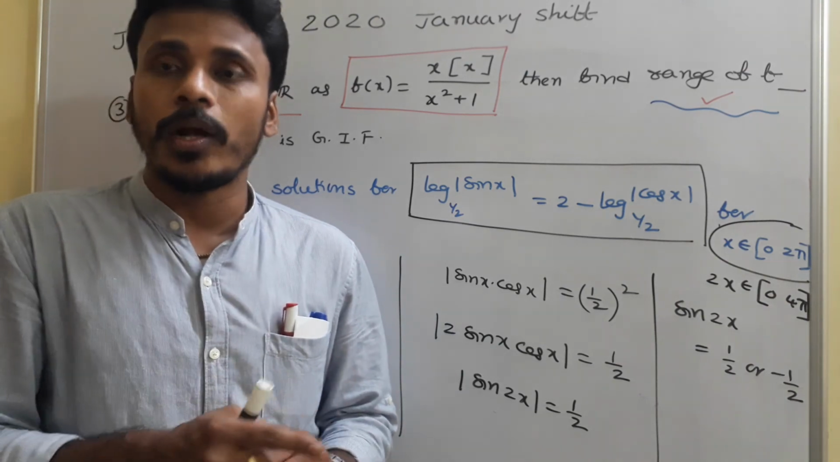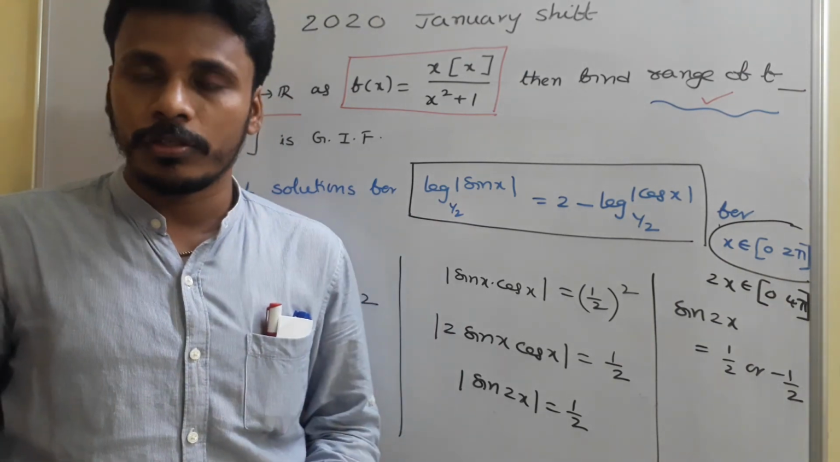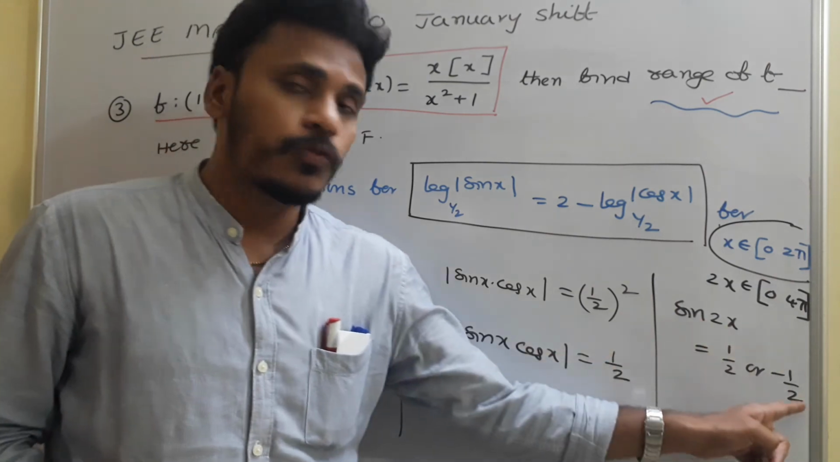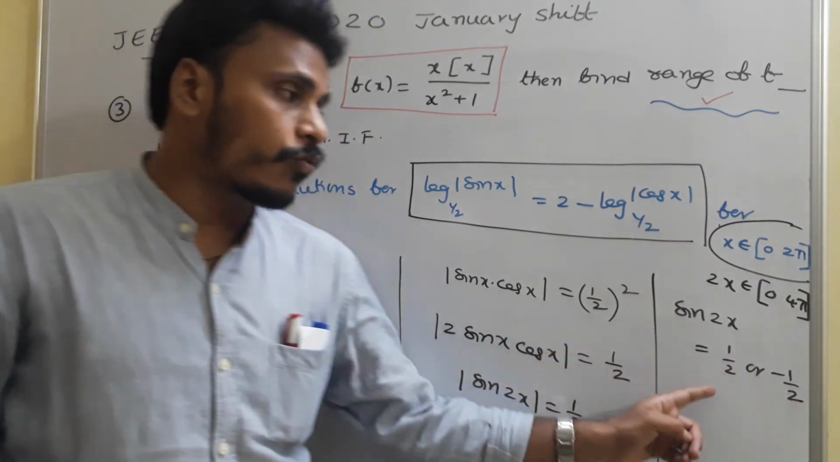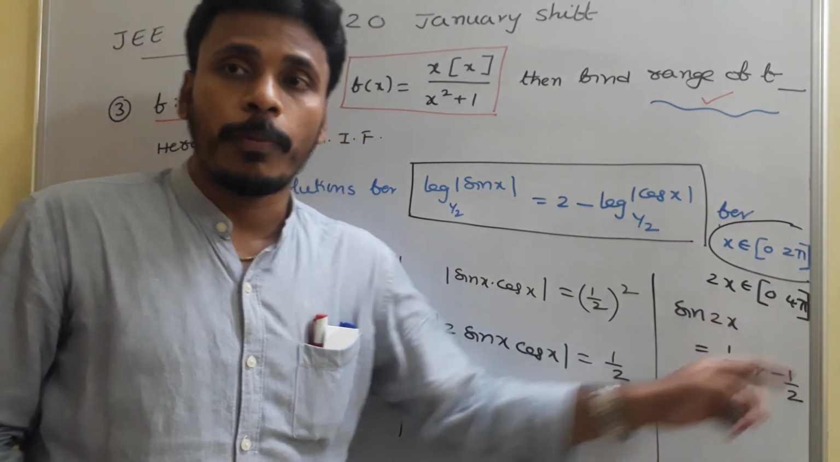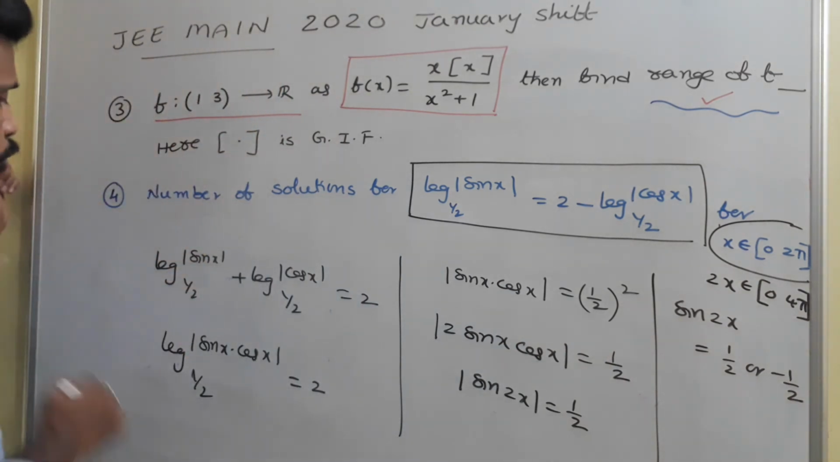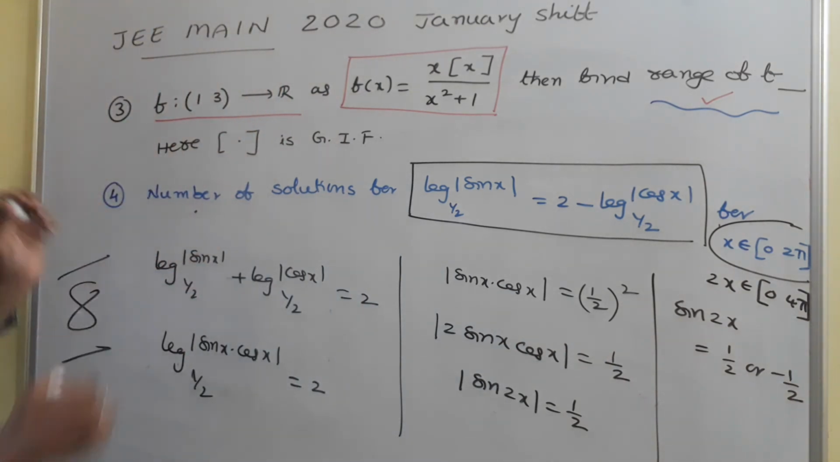Since we are rotating once again we will get 2 more solutions. Totally 4 solutions for the minus 1 by 2, 4 solutions for the plus 1 by 2 in the region 0 to 4 pi. At the end, the number of solutions are 8. That's the answer for this problem.